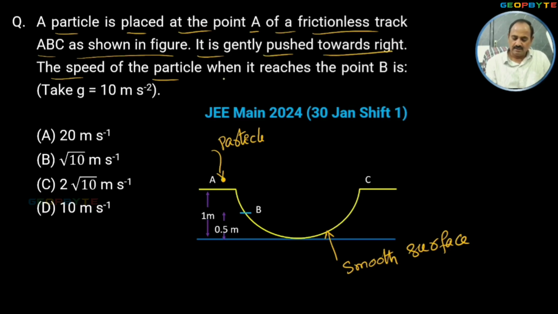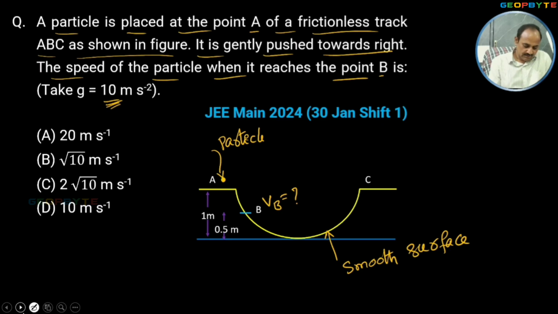The speed of the particle when it reaches point B: what is the speed of the particle by the time it reaches B? VB equal to how much, for the g value 10 meter per second square. Now apply the work energy theorem between the points A and B.